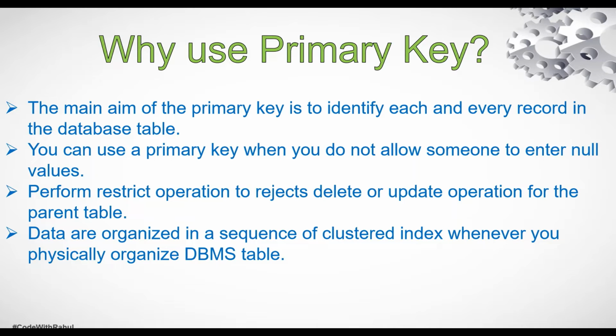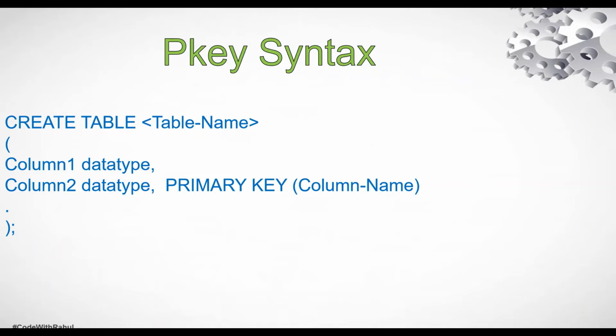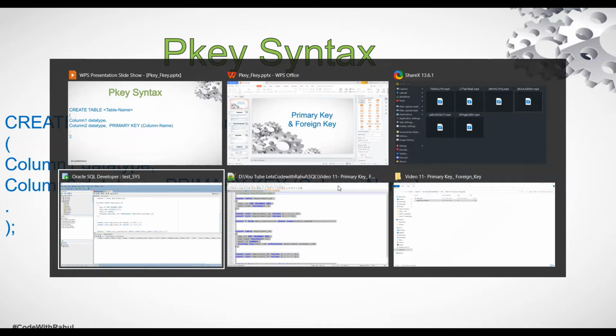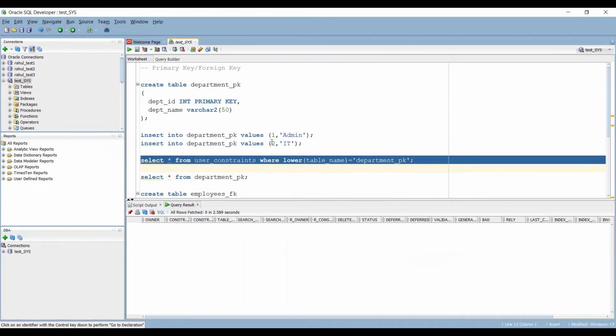But if there is a requirement that the user cannot enter a null value and cannot enter a duplicate value, then in this scenario you will go for a primary key constraint, and it performs a restrict operation to reject delete or update operations on the parent table. This is the syntax: create table, table name, then column names, data type, and then after a comma, the primary key keyword, and then the column name. So let's have a look at the database.